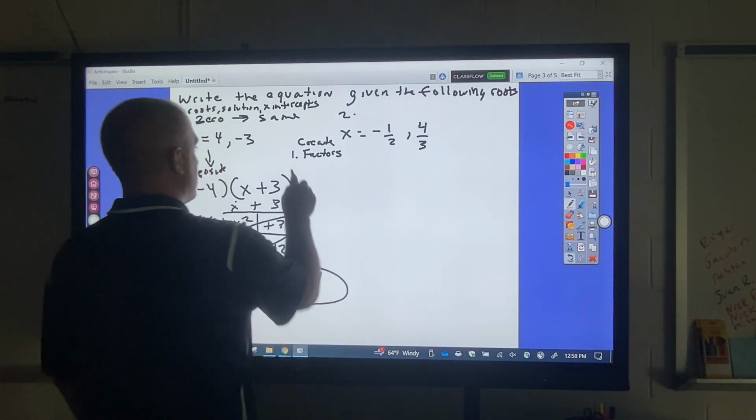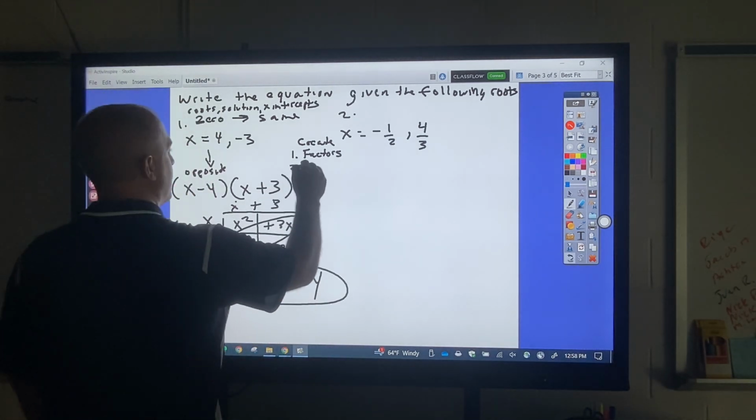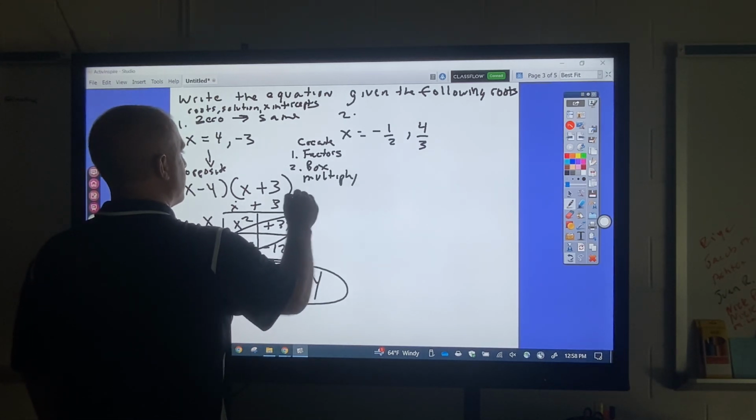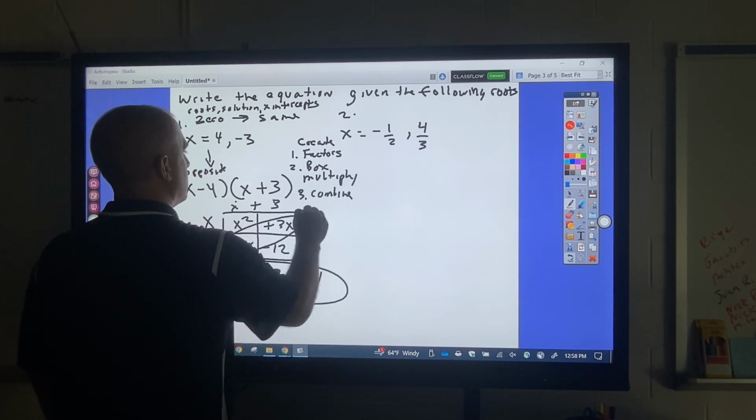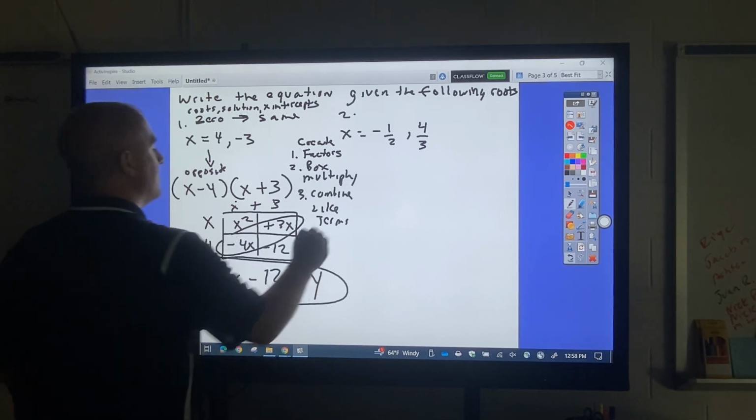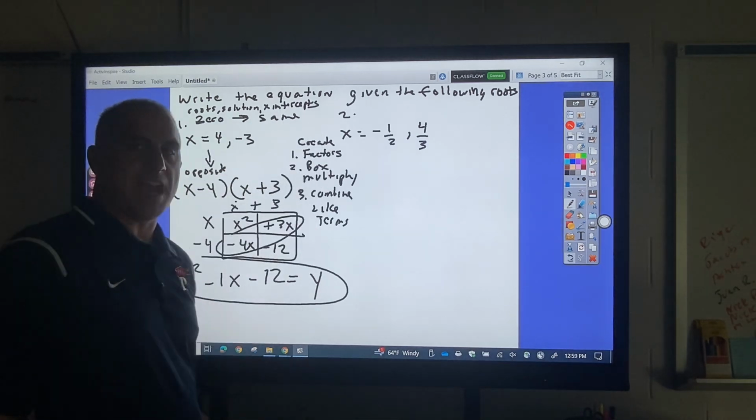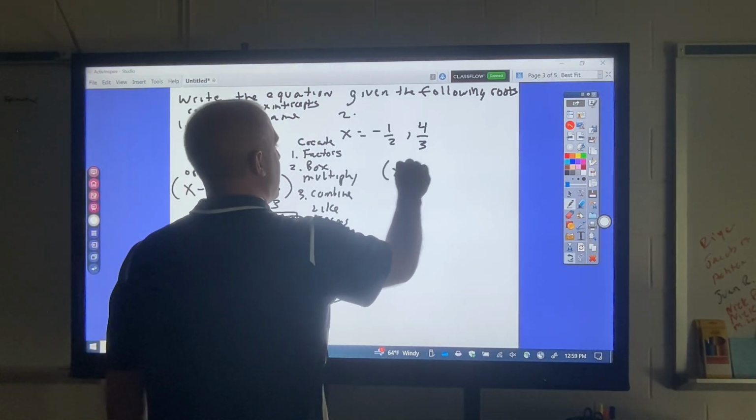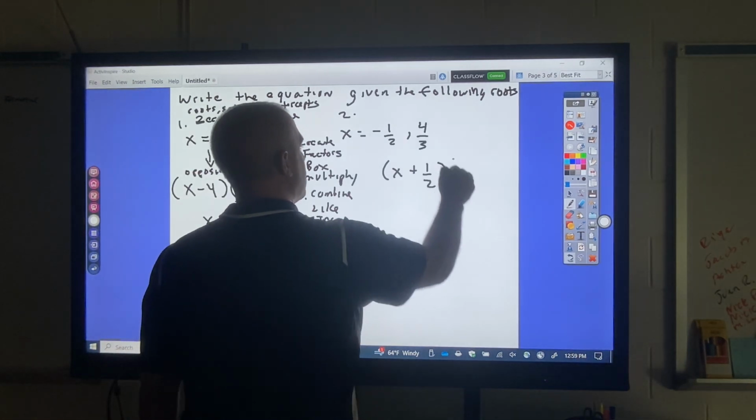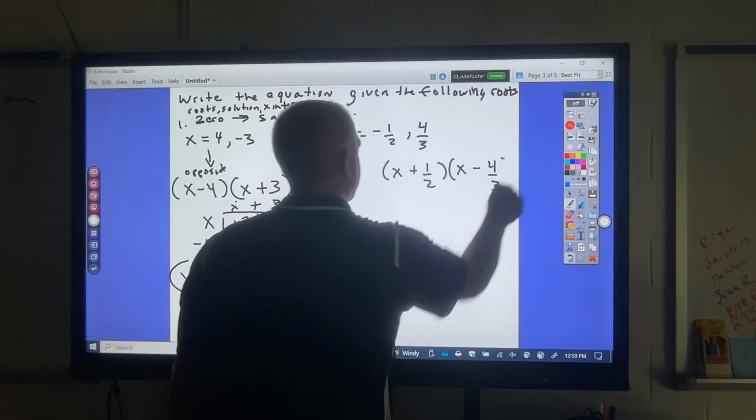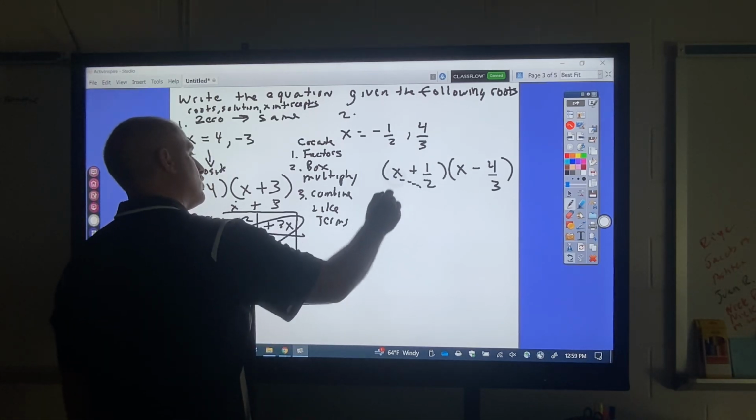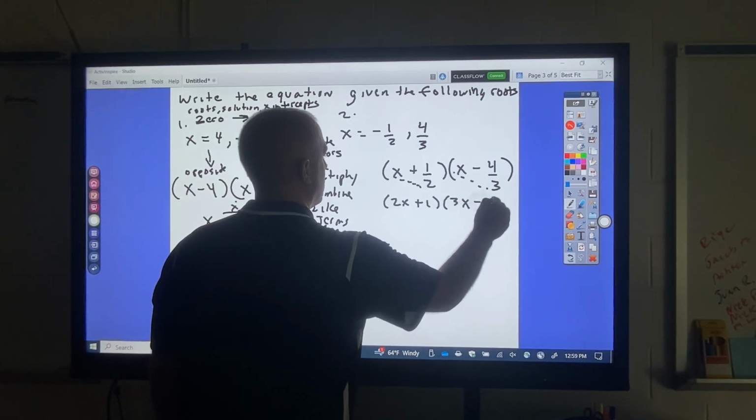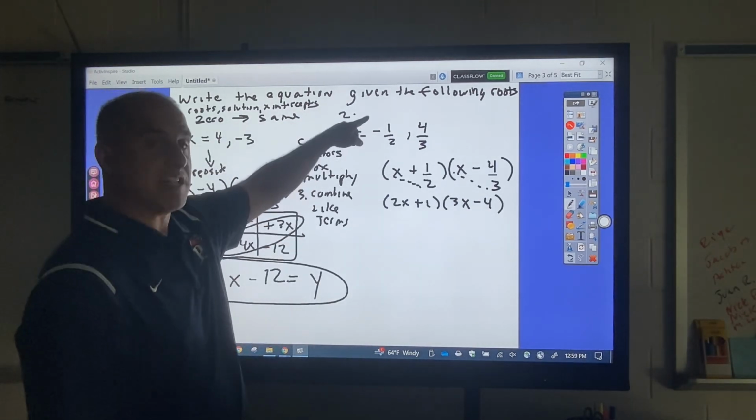Now, on these, what I want to do is create the factors. I want to use the box to multiply, and then obviously combine like terms. Okay, so what this would look like, sometimes the fractions sort of get to people a little bit. So that would be x plus 1/2. This would be x minus 4/3. Now, what we can simply do is move this 2 up here to make this 2x plus 1. And move this up here to make this 3x minus 4.